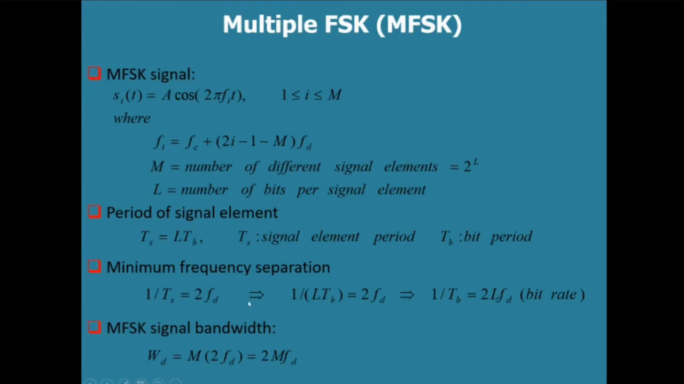So here 1 by Ts, instead of Ts, you substitute L into TB, which is equal to 2 into FD. 1 by TB equal to 2L FD, that is your bit rate. So in the multiple frequency shift keying technique, the bit rate equals 2 into L FD, where L is the number of bits per signal element and FD is the difference frequency. And the bandwidth of the MFSK signal, Wd, is equal to M into 2 into FD, where M represents the number of signal elements. So 2M FD is the bandwidth of the multiple frequency shift keying technique.